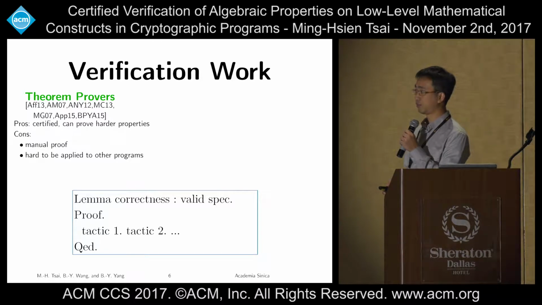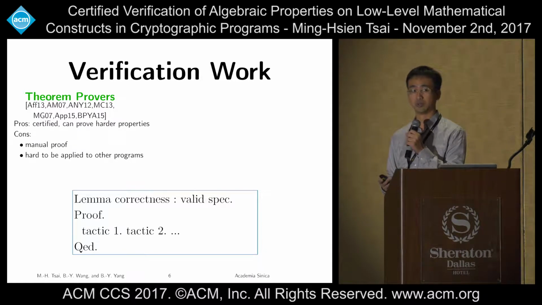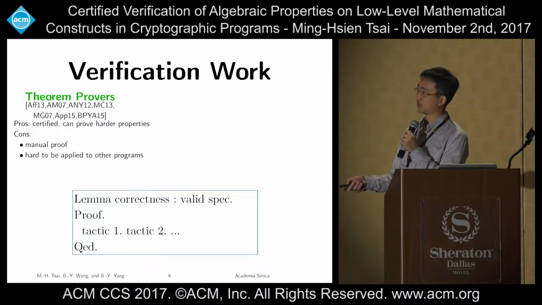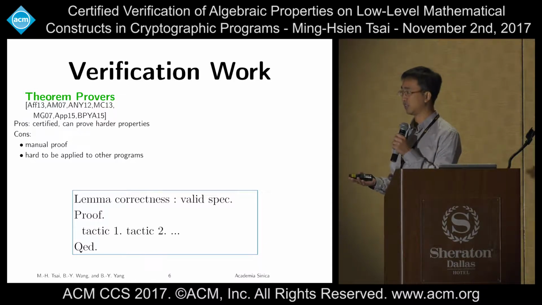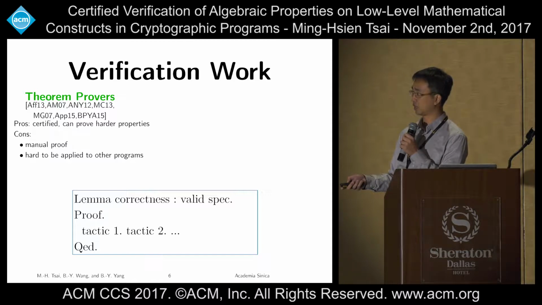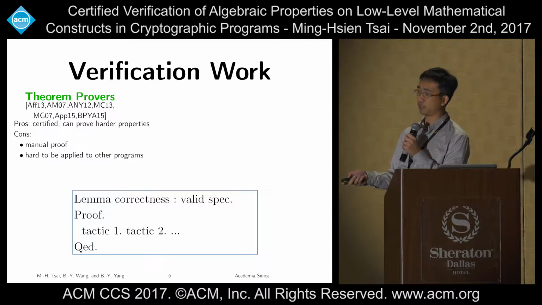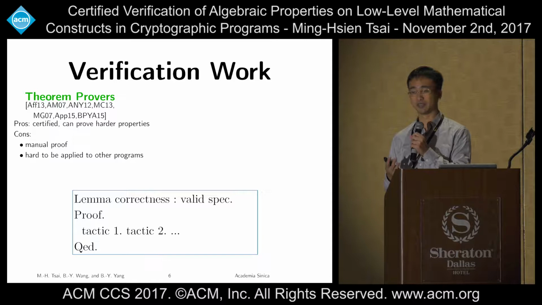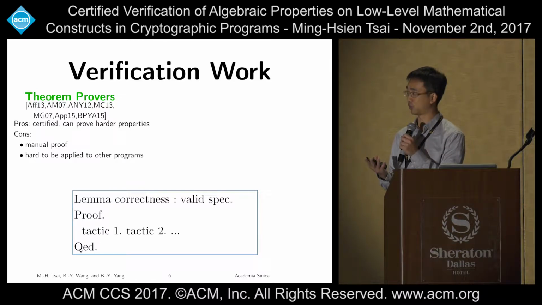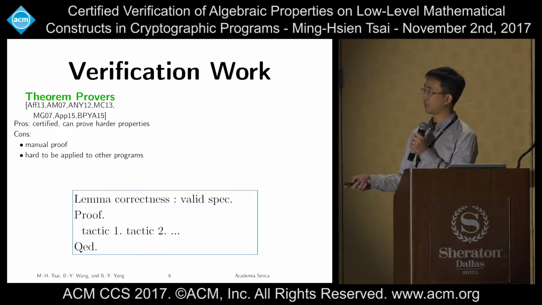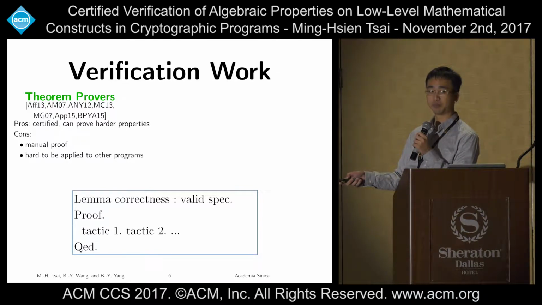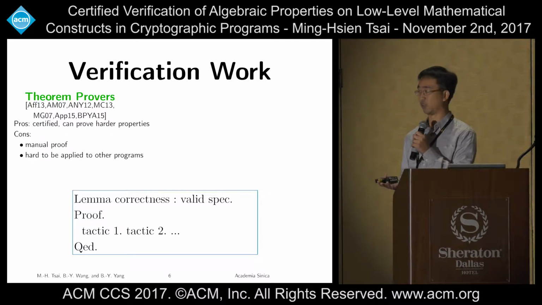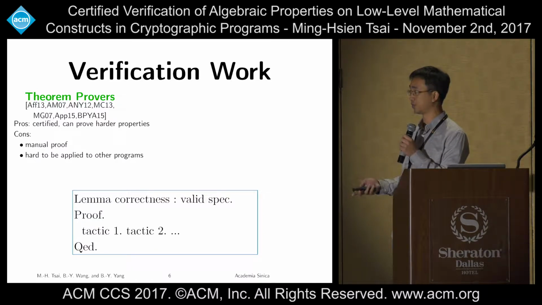The first approach uses theorem provers to manually prove specific implementations. Like in Coq, you may define a program semantics and manually construct a proof of the specification. After QED, the theorem prover Coq can certify whether your proof is correct or not. Using a theorem prover allows you to prove some harder properties, but you have to construct a proof manually. And also, your proof usually is hard to apply to prove other implementations.